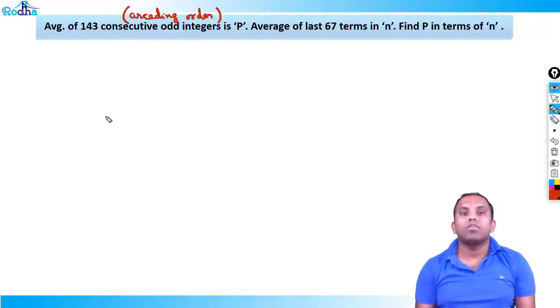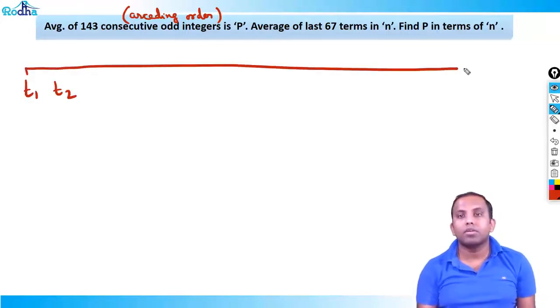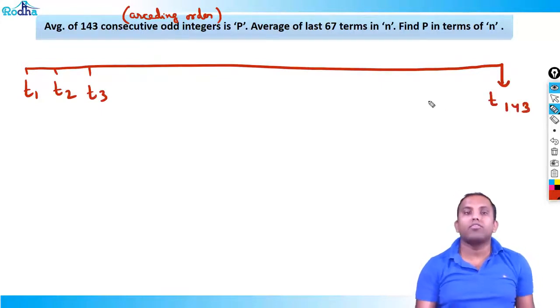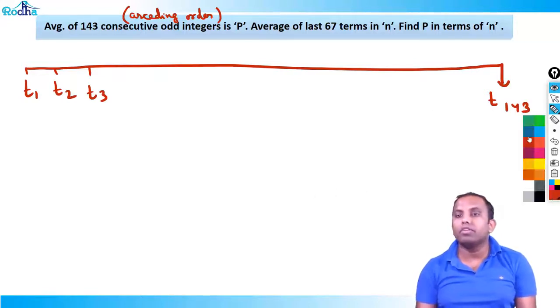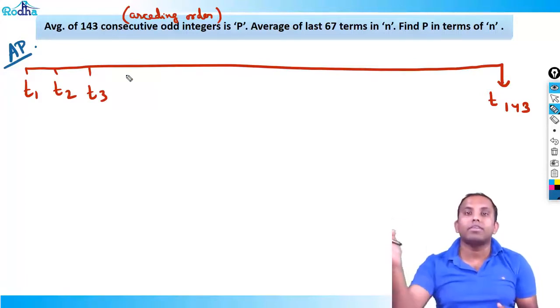Mark it. The concept is important here. So I can write T1, T2, T3 till T143 and make the whole series here. There are 143 terms, and the average of 143 consecutive odd integers is P. Since this series is in AP, because they are consecutive odd integers, the gap will always be 2, 2, 2, like 7, 9, 11, 13.